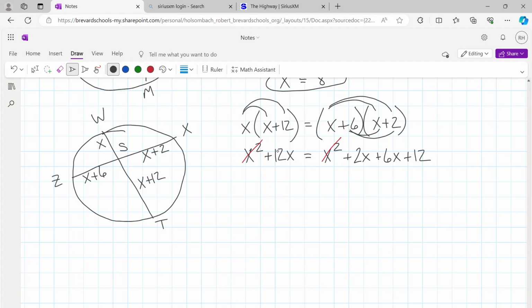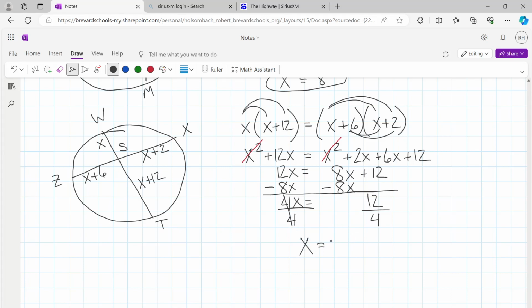And then in your next step, we'll bring down the 12x. We'll combine the like terms. The 2x and the 6x gives us 8x plus 12. You can subtract 8x from each side. 12x minus 8x gives us a 4x equal to the 12. And then divide both sides by 4. The 4s cancel, and our x is equal to 3.